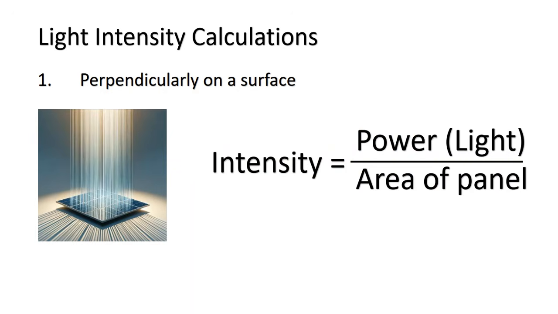So when you have light perpendicular on a surface, the equation is intensity equals power over area. Of course, always remember, in these questions the power has to be in the form of light, and if it is incident perpendicular on a surface, the area is the area of the panel always.